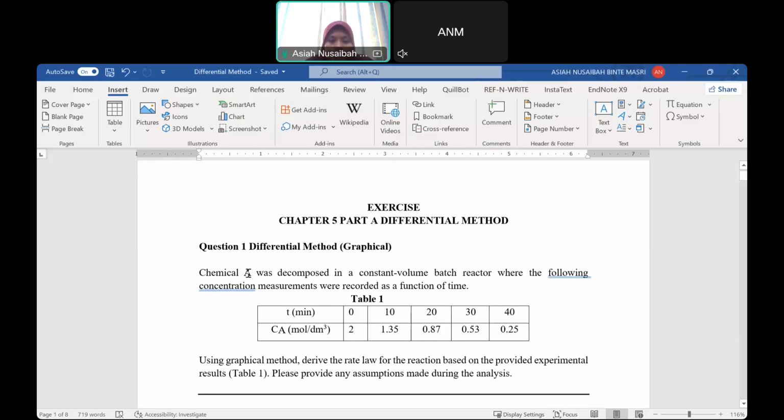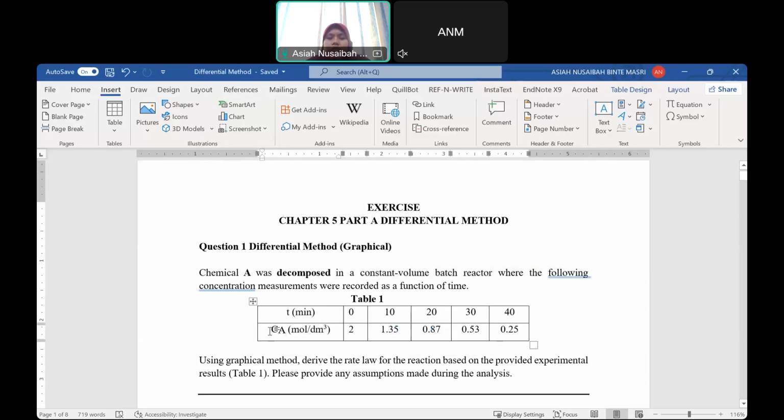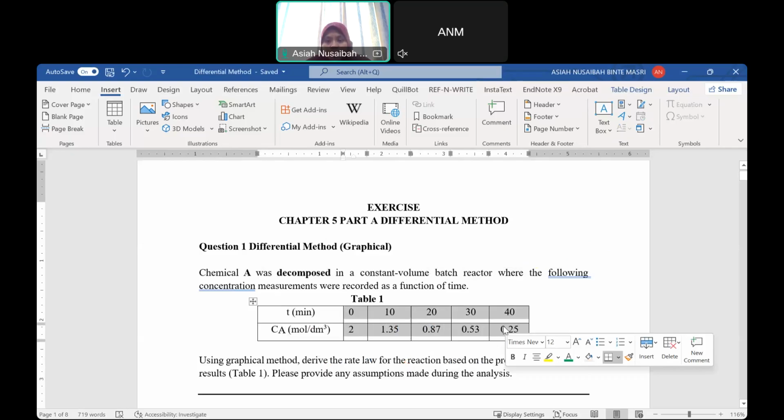Chemical A, so we have one chemical, was decomposed. So here we have chemical A, it was decomposed in a constant volume batch reactor. So it's a batch reactor, where the following concentration measurements were recorded as a function of time. So here you have table 1 consists of time and its respective concentration of A over time. And we have 5 set of data.